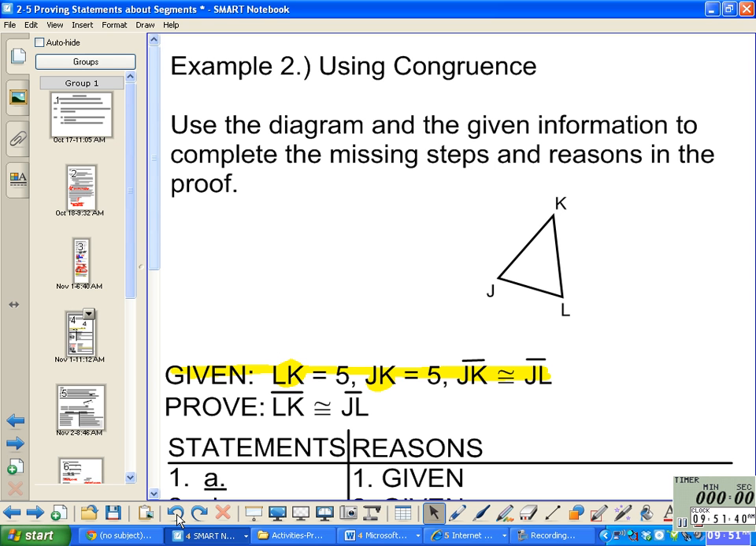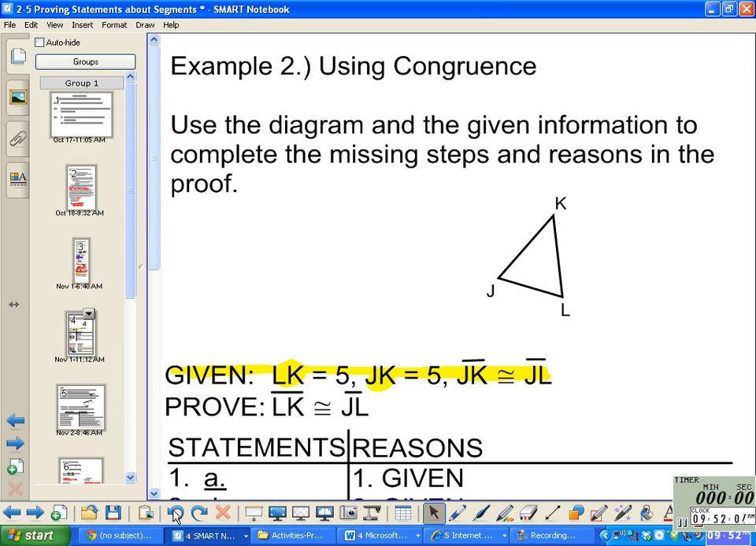But at the end here, I see that JK and JL both have hats. I'm using congruent. Remember, the hat means they're congruent. I don't need the numerical value. It means same size, same shape. Just a reminder. Moving forward. Now, step 1 in the proof, what's given? LK is equal to 5, JK is equal to 5, segment JK is congruent to JL.